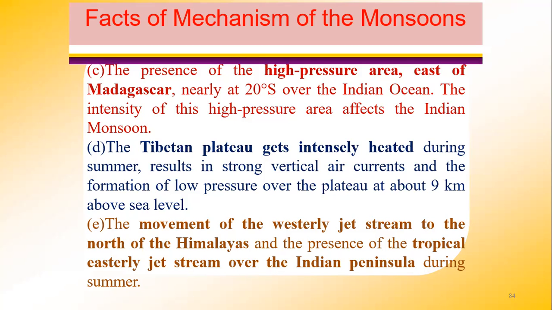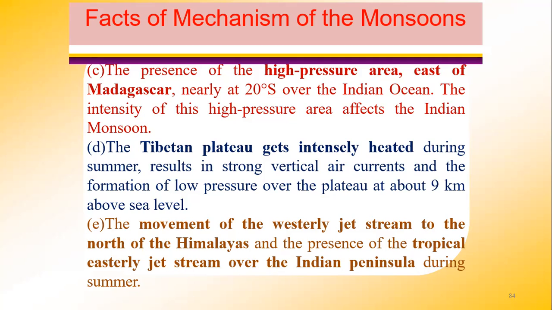By June, this monsoon trough becomes so intense that it attracts the trade winds of the southern hemisphere into India. As soon as these winds cross the equator, their direction is changed and they reach India as the southwest monsoon winds.